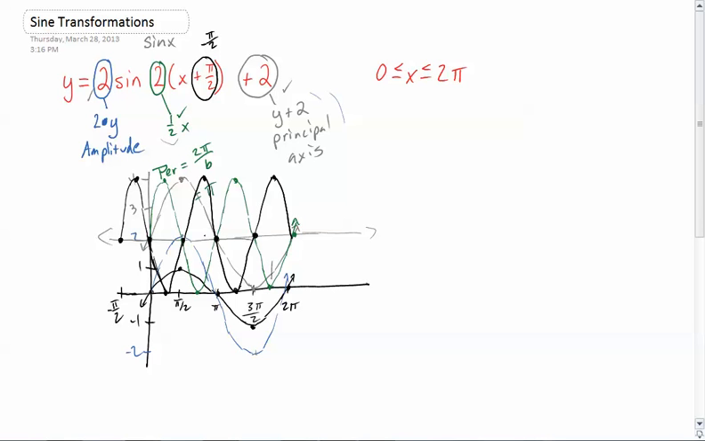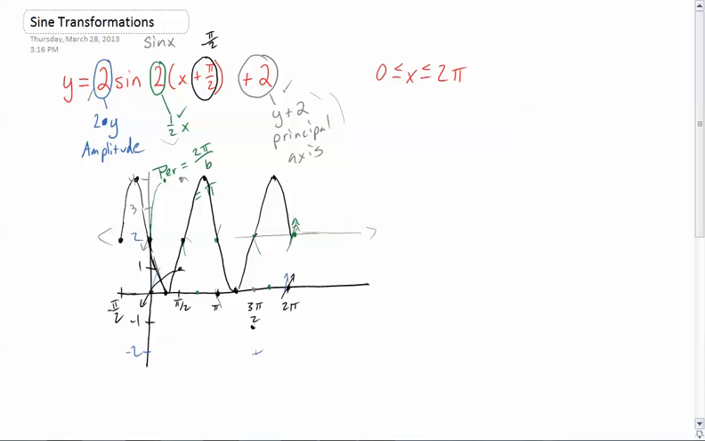Now, if you want to see what this looks like without all the other lines, we can get rid of them pretty easily. To get rid of all those. And I got to put that one back in. And so there you go. So that's what my sine graph looks like. You can still see my principal axis, amplitude, everything is there. So I hope that's helpful.